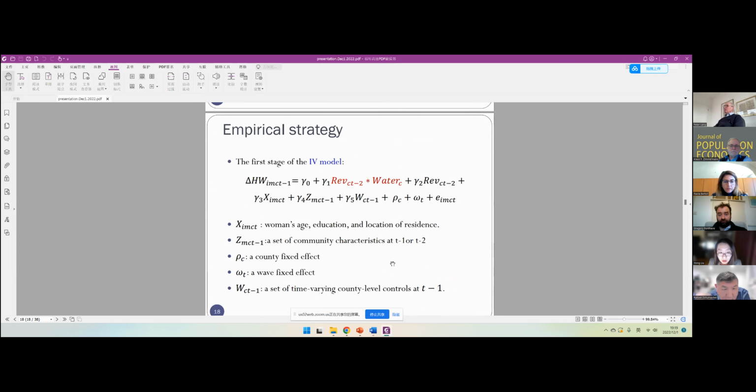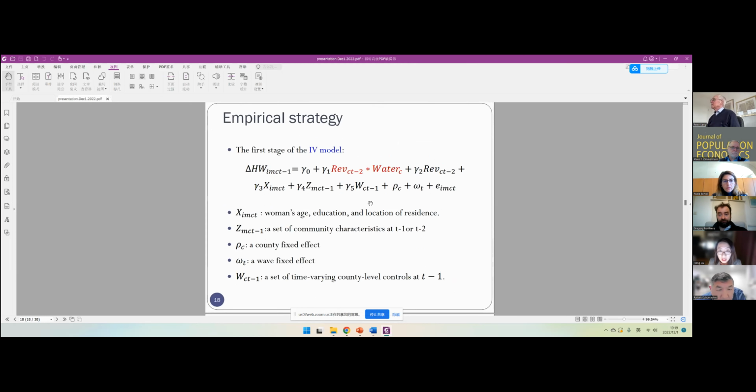So in this model, we control for county and wave fixed effects, and we also control for a set of time-varying county-level characteristics, because the county-by-wave fixed effects are perfectly collinear with the instrument.